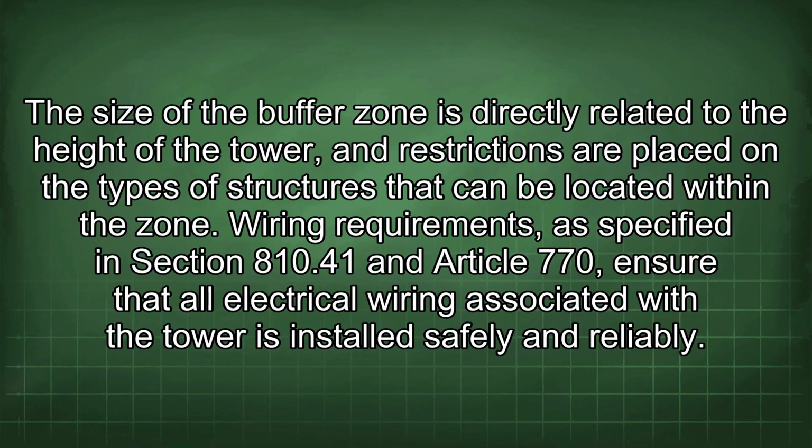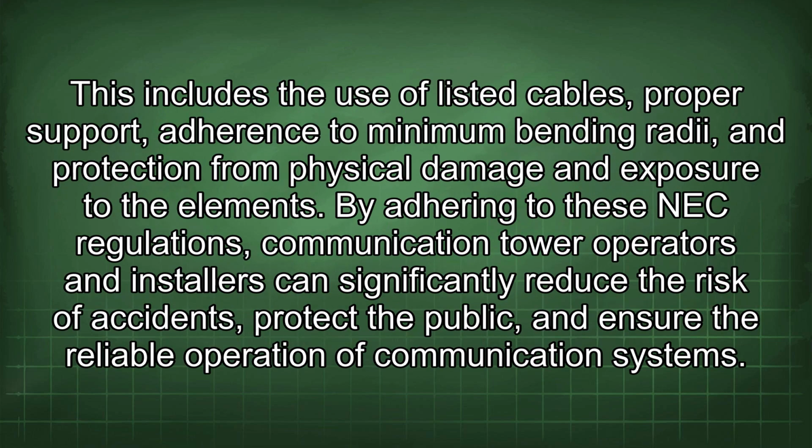Wiring requirements, as specified in Section 810.41 and Article 770, ensure that all electrical wiring associated with the tower is installed safely and reliably. This includes the use of listed cables, proper support, adherence to minimum bending radii, and protection from physical damage and exposure to the elements.